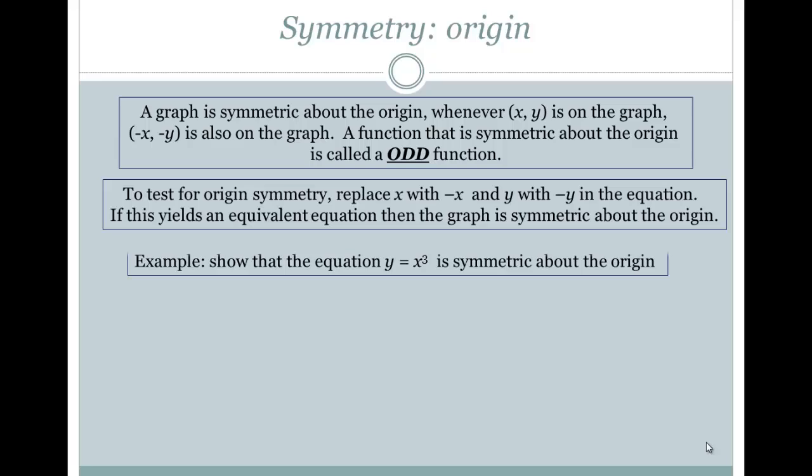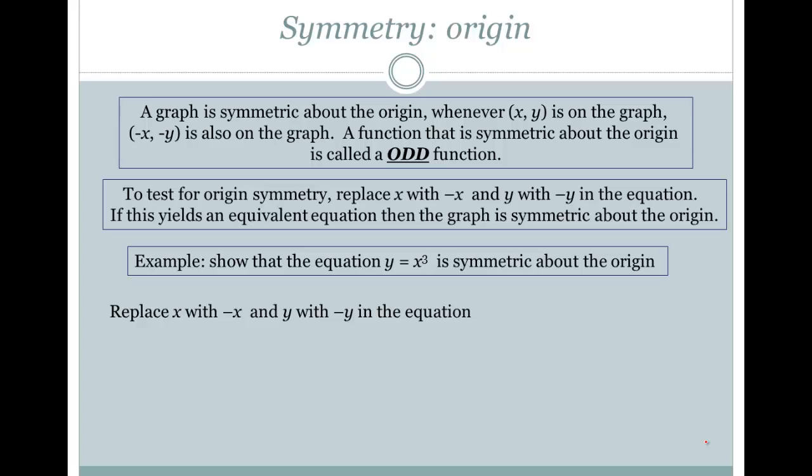Let's look at an example. y is equal to x cubed. I want to show that it's symmetric about the origin. So again, if it's going to be symmetric about the origin, I have to replace x with negative x, y with negative y. Then let's simplify and see what we get. So I get negative y equals negative x cubed. Remember, this is like negative 1 cubed. Negative 1 cubed is negative 1.